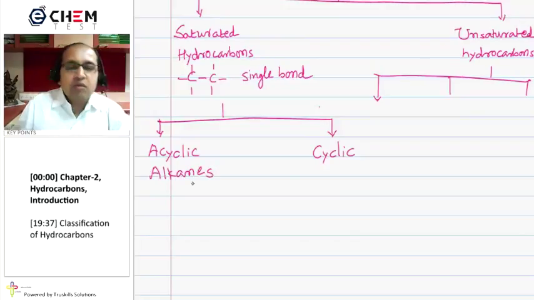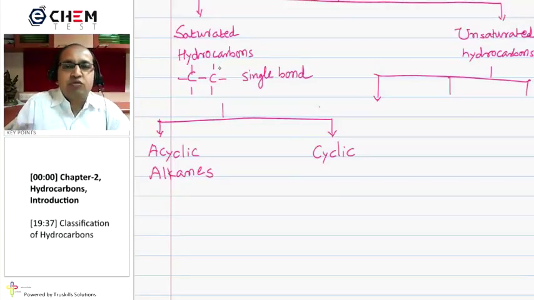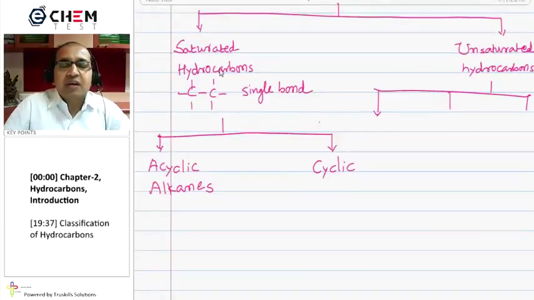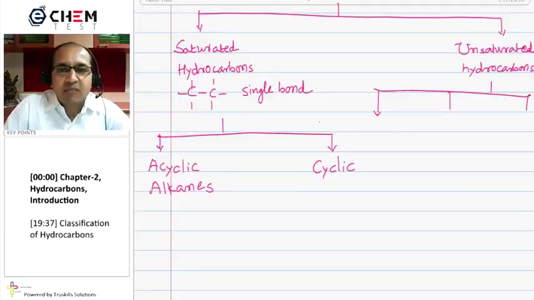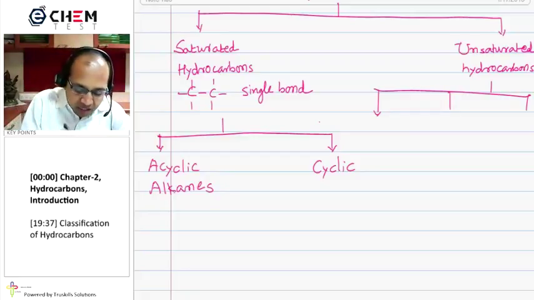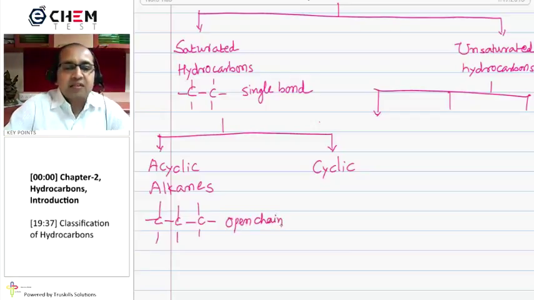So, what is an alkane? Acyclic saturated hydrocarbons having only carbon-carbon single bonds are known as alkanes. Acyclic means here the first and last carbon are not connected with each other, which means they have an open chain structure.